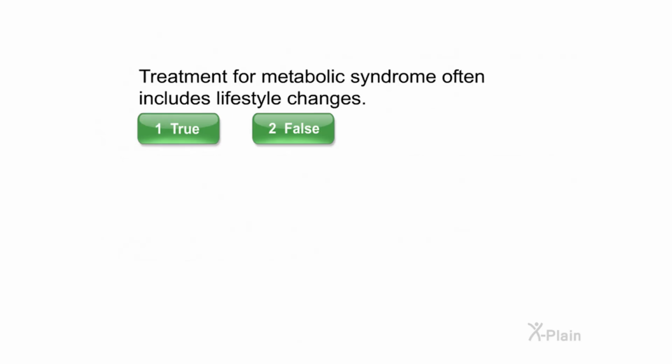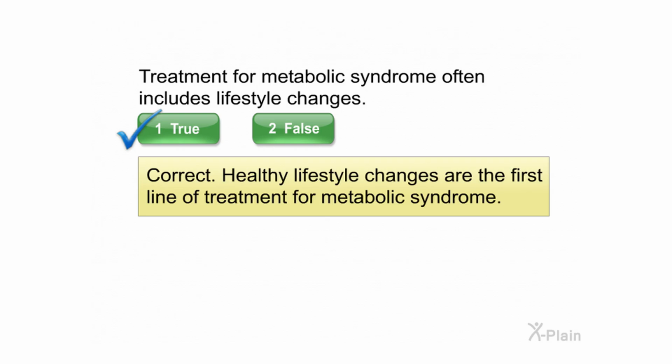Treatment for metabolic syndrome often includes lifestyle changes. Select true or false. Correct. Healthy lifestyle changes are the first line of treatment for metabolic syndrome.